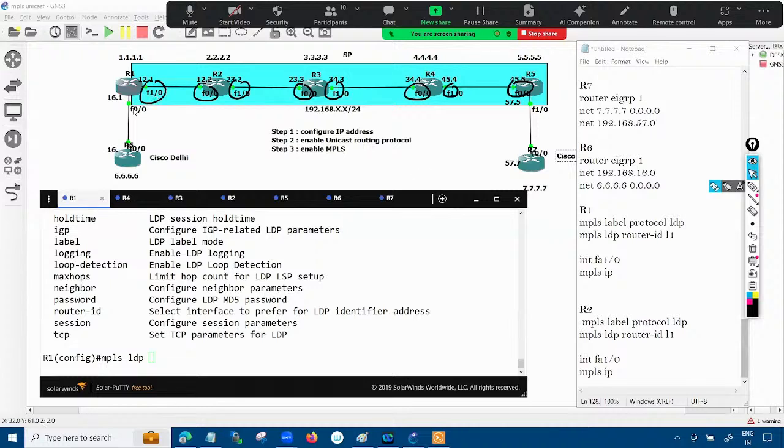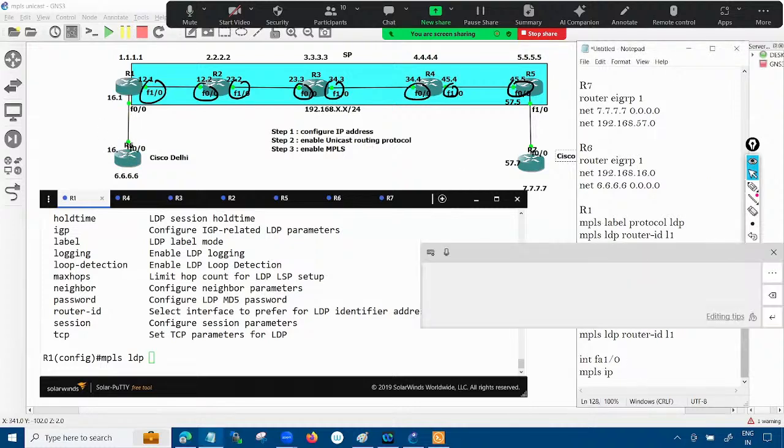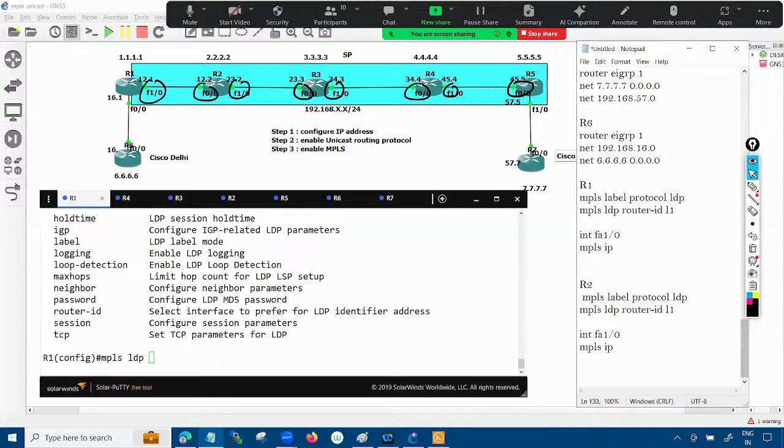If you enable MPLS on this particular interface, then what happens? They can make any attack on the complete service provider. Because for the service provider, the customer is an untrusted network, right?